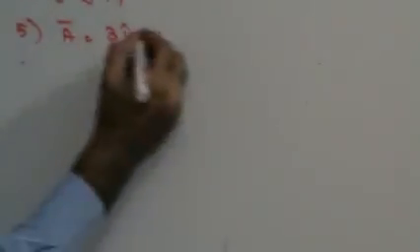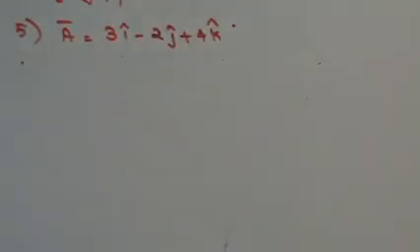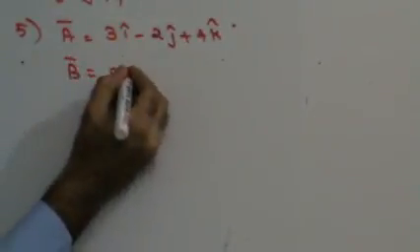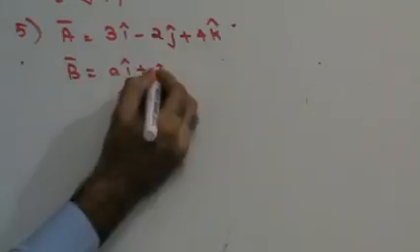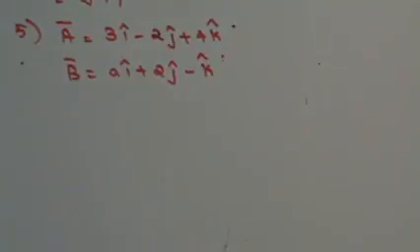If A vector, which is equal to 3i vector minus 2j vector plus 4k vector, and B vector, which is equal to ai vector plus 2j vector minus k vector, are perpendicular to each other, find small a.